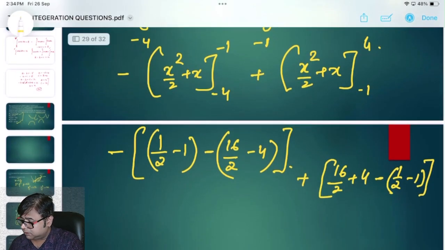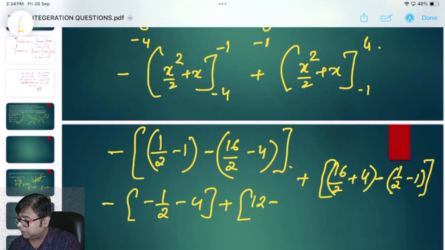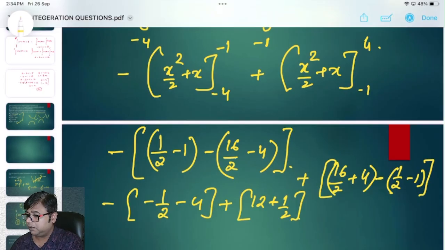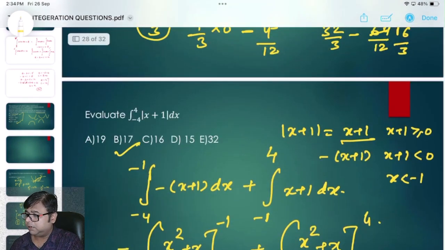Now, I have to just solve this. This is minus half. 8 minus 4 is 4, minus 4. Plus, this gives me 8 plus 4, 12, minus, minus of minus half becomes plus half. So this is 9 by 2 plus 25 by 2, which finally gives me 34 by 2, which is 17. So answer is 17 square units. 17 is the correct answer.